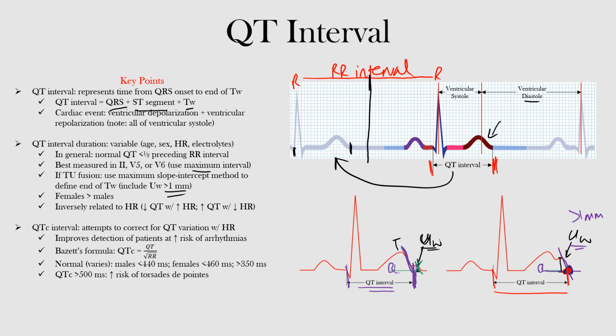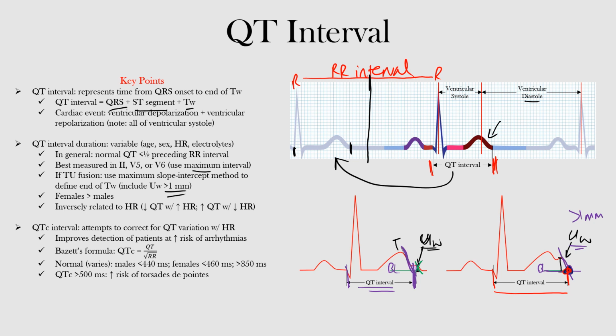Okay, now generally speaking, females have a longer QT interval than males, and one of the main variables affecting the QT interval is the heart rate. As the heart rate increases, the QT interval shortens, and as the heart rate decreases, the QT interval tends to lengthen. In other words, the heart rate and the QT interval are inversely related to each other.